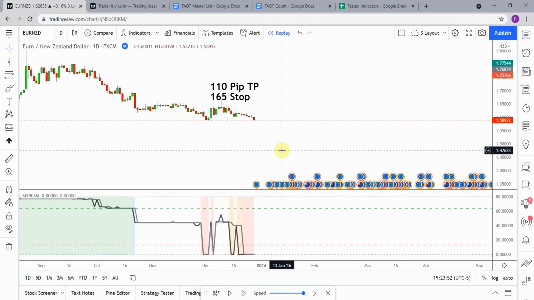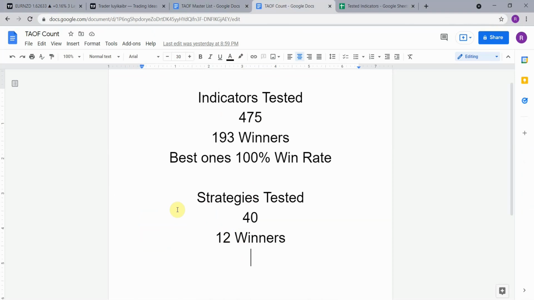Alright, as I said, today we will be testing the Super EMA Prism indicator. Before we do though, I wanted to put the testing scoreboard up for everyone to see. So to date, we have tested a total of 40 different strategies, with 12 of them being winners. We've also tested a total of 475 indicators, with 193 of them being winners. The best ones so far were able to achieve a 100% win rate.